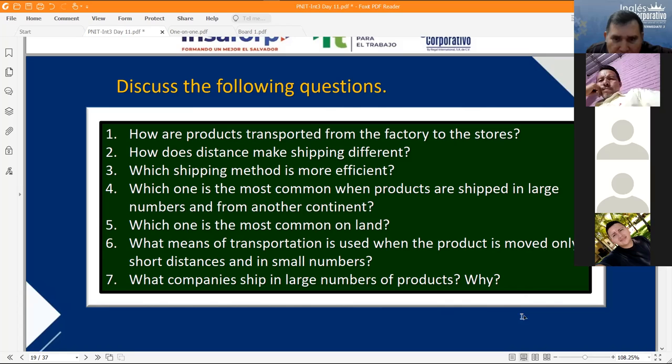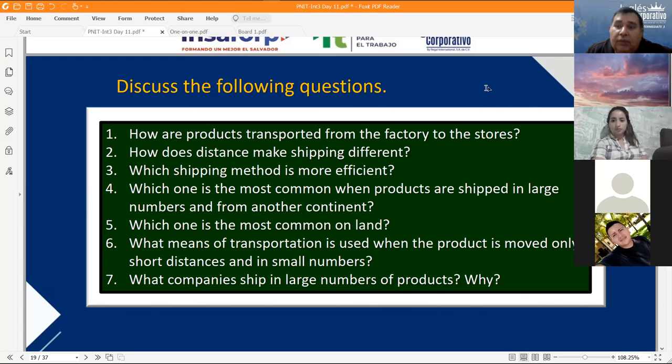So in this case, what companies would be shipping? DHL? FedEx. FedEx, with shipping. DHL. Yes. Companies of petroleum, exactly, by boat. They bring large quantities of petroleum. That's true. Okay.